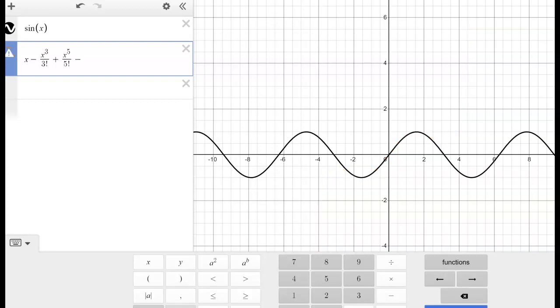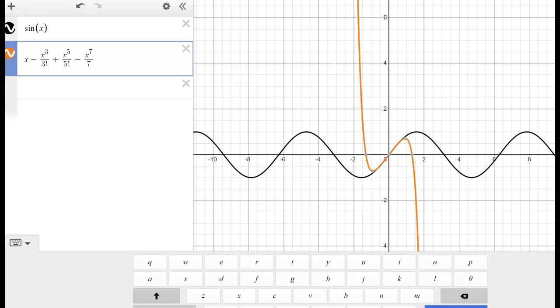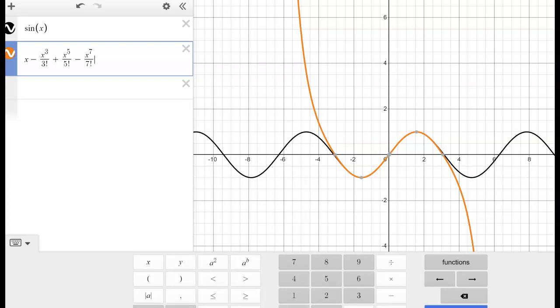So then I have minus x to the 7th divided by 7 factorial. Now, as you go further and further out, I mean, we can do more. We can do another one. Plus x, forgot the plus.